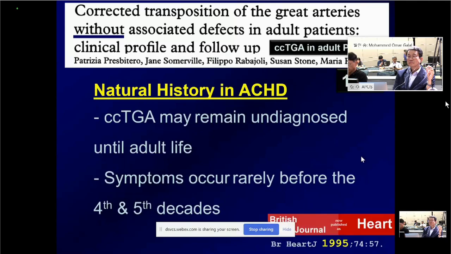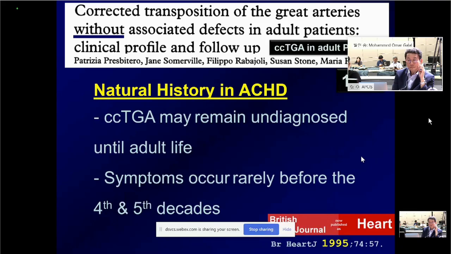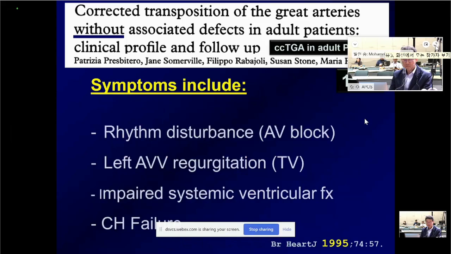This study, focusing more on adult congenital heart disease, showed that corrected transposition may remain undiagnosed until adult life. Symptoms rarely occur before the fourth or fifth decades. In our case, our oldest patient was 72 years old and came to us because of bradycardia, and then we found his diagnosis and complete heart block. Symptoms in adults include rhythm disturbance, left AV valve regurgitation, impaired systemic ventricle, and congestive heart failure.